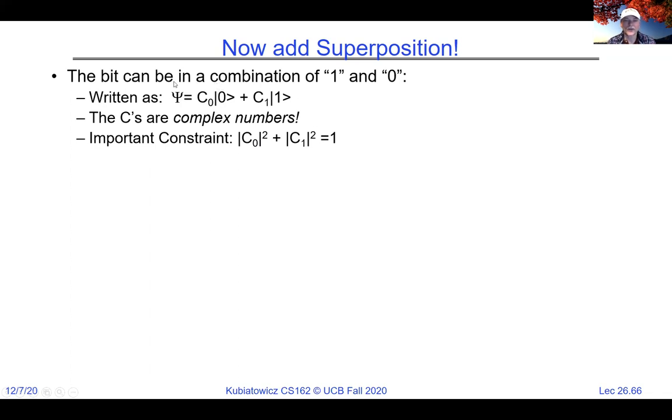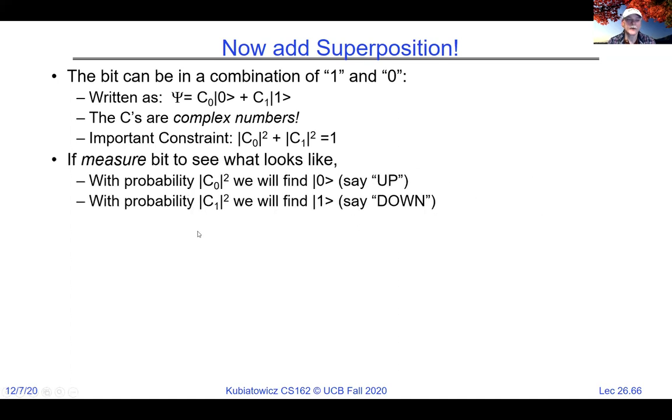Now, I realize this looks a little weird. We don't normally get wave function notation in 162. But the thing that, like I said, is very interesting about this is that this is a description of a combination of zeroness and oneness, where the probabilities can be adjusted any way you want, such that their norm squared adds up to 1. And if you measure the bits, you actually ask, do I have a 0 or do I have a 1? What's funny is you find out you don't have this thing, because when you look at it, you either find up or down with a given probability.